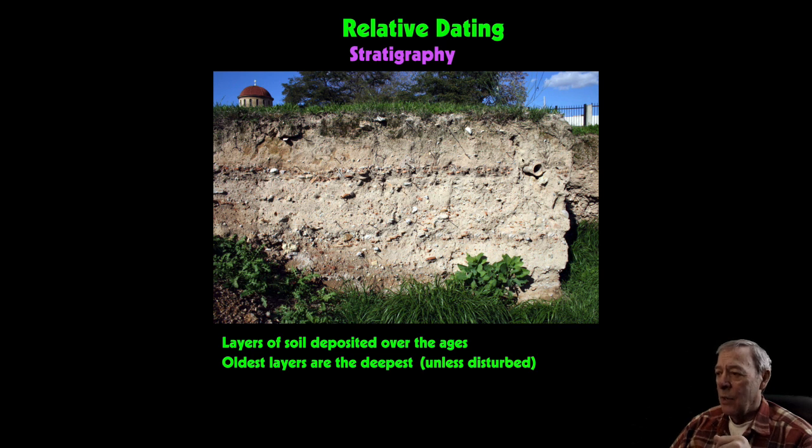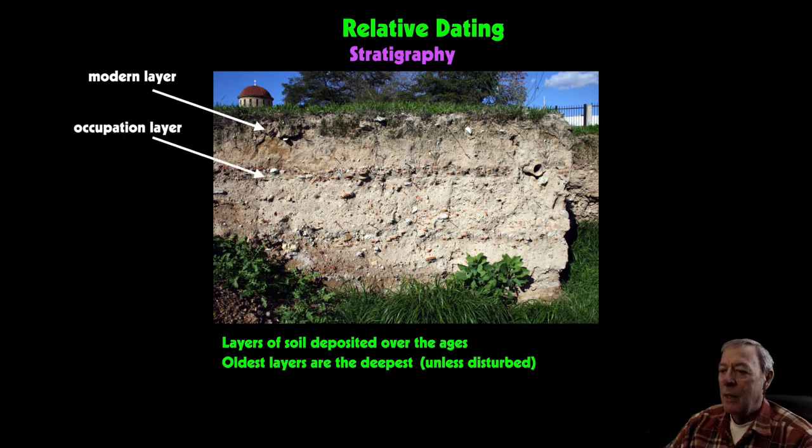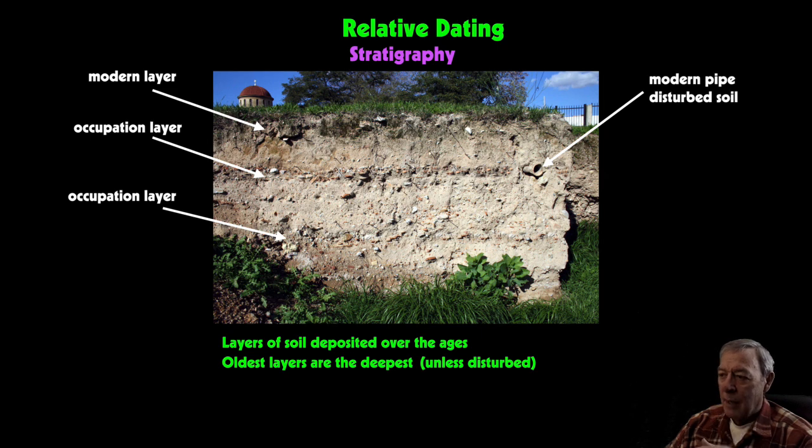And so archaeologists can determine when the soil has been disturbed, say for a burial or something like that, that digs down through the layers and disrupts this stratification. And then you have to determine when that burial was made, maybe through carbon-14 or something of that nature. So we have the modern day layer there, the occupation layer there, another occupation layer there, and then the modern pipe that disturbs that stratigraphy.